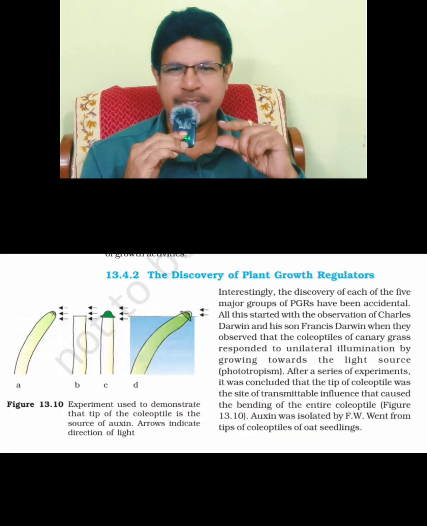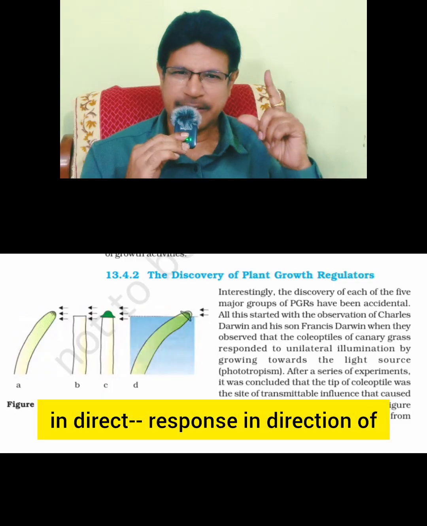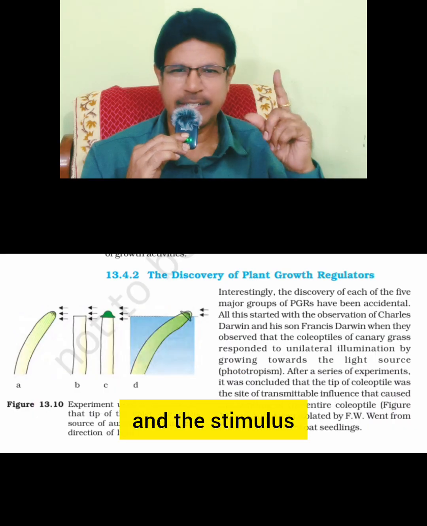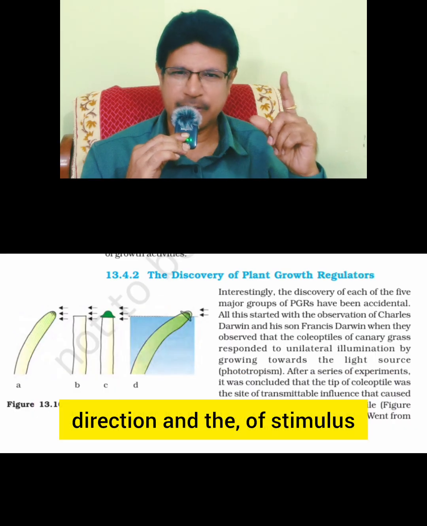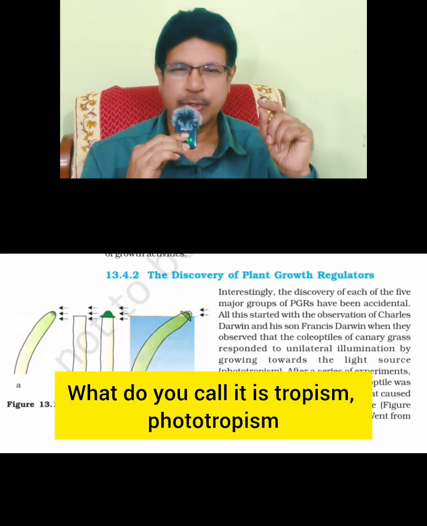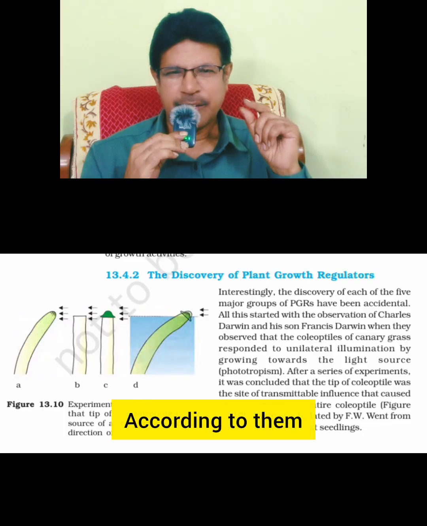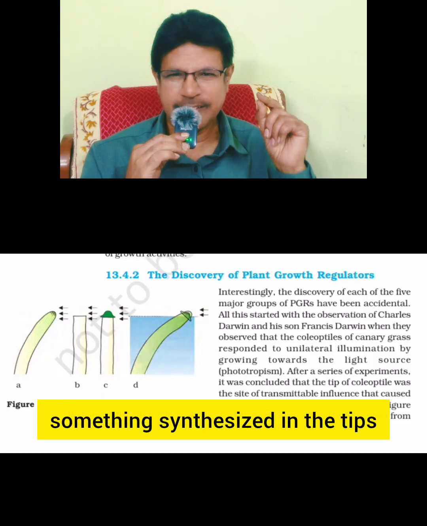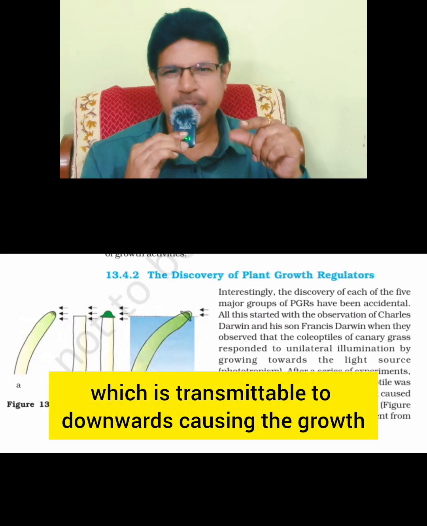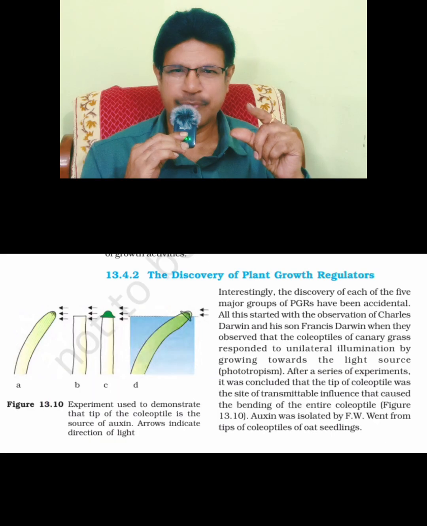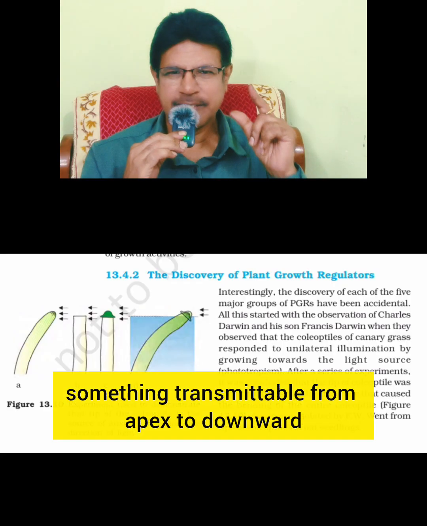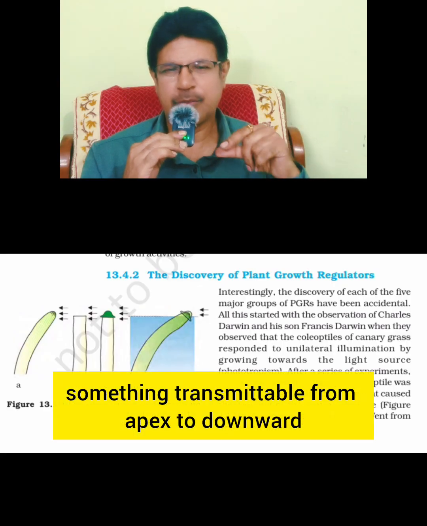So, the response is in the direction of the stimulus. The relation exists between the growth and the stimulus, the direction of stimulus and the direction of response. What do you call it? It is tropism, phototropism. According to them, something synthesized in the tips, which is light perceiving, is transmittable downwards, causing the growth, but they could not identify anything. They did not call it auxin, just something transmittable from apex to downward.